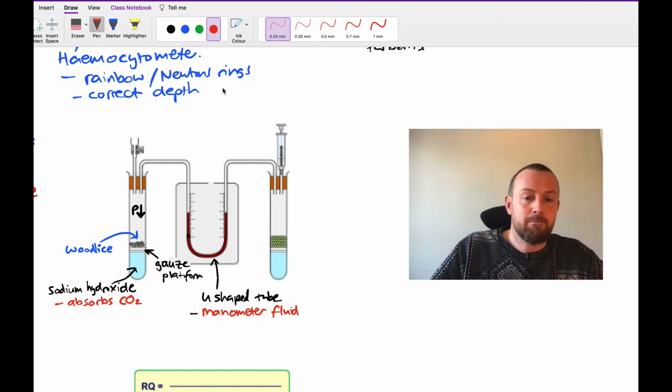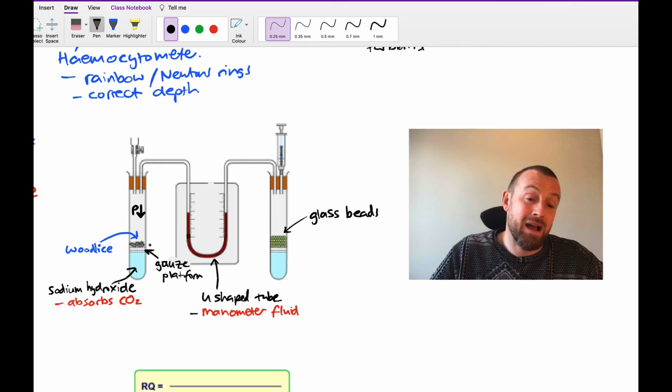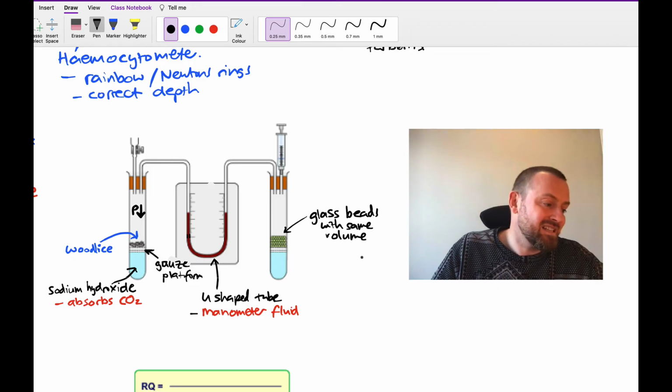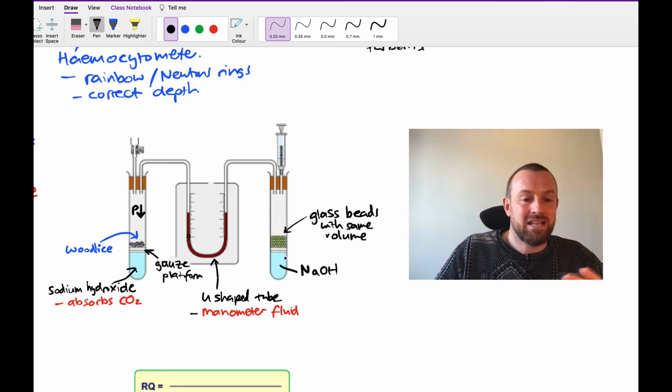And use glass beads. These things here are just glass beads with about the same volume or mass as your test subject. Now my textbook says same mass, but I think same volume is more accurate. Glass beads of the same volume. And you have exactly the same stuff. You have NaOH, that's sodium hydroxide, I'm just using chemical shorthand there, solution. You have exactly the same setup.